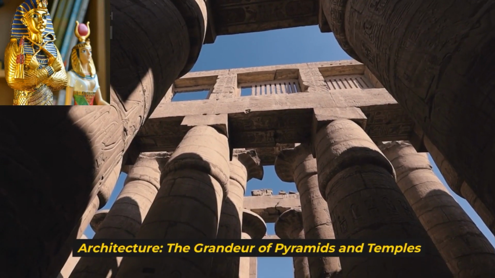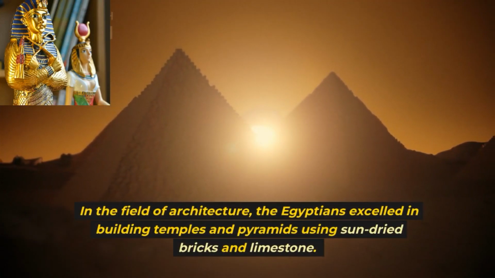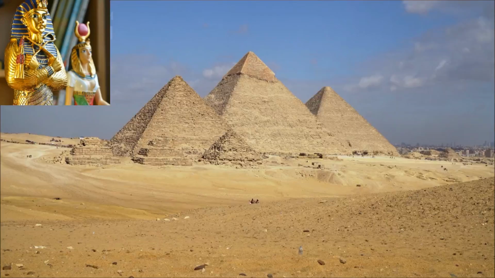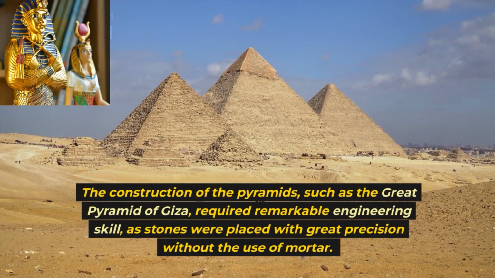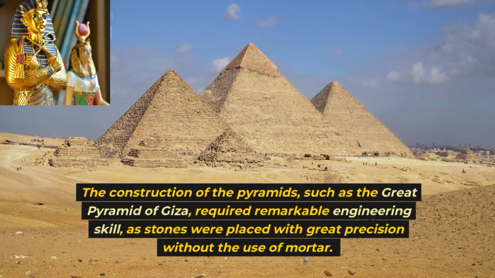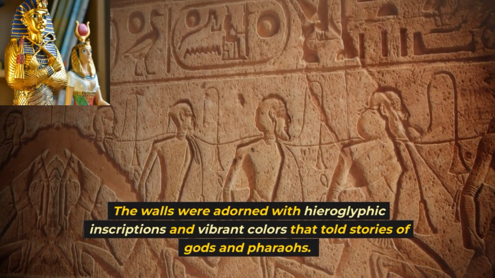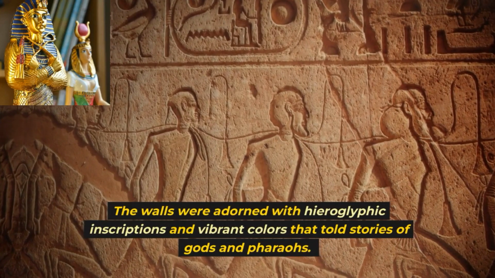Architecture, the grandeur of pyramids and temples. In the field of architecture, the Egyptians excelled in building temples and pyramids using sun-dried bricks and limestone. The construction of the pyramids, such as the Great Pyramid of Giza, required remarkable engineering skill, as stones were placed with great precision without the use of mortar. The walls were adorned with hieroglyphic inscriptions and vibrant colors that told stories of gods and pharaohs.